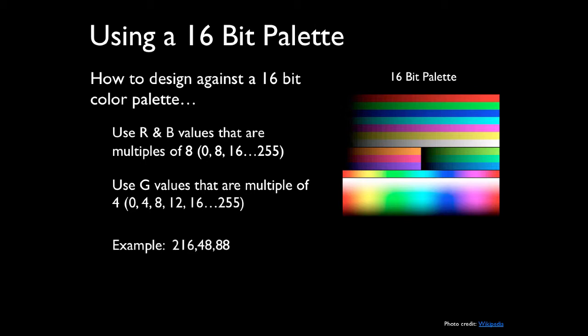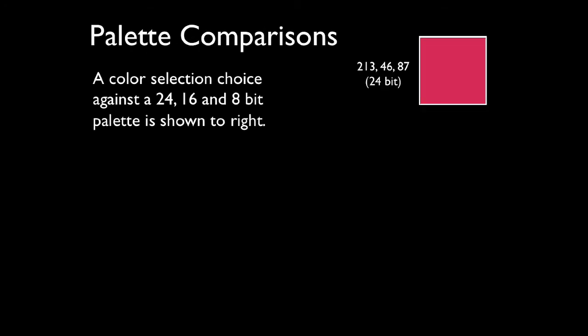And so an example of a 16-bit palette color would be 216, 48, and 88, because this meets the criteria above. And again, I always like to tell you what color that looks like, and it's a reddish color. So let's compare some palettes, okay?